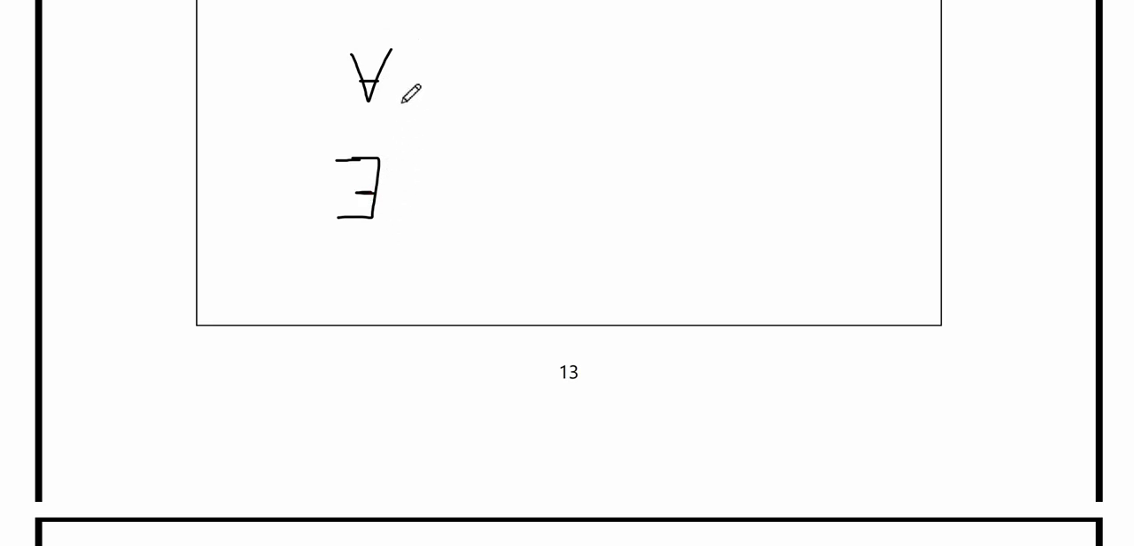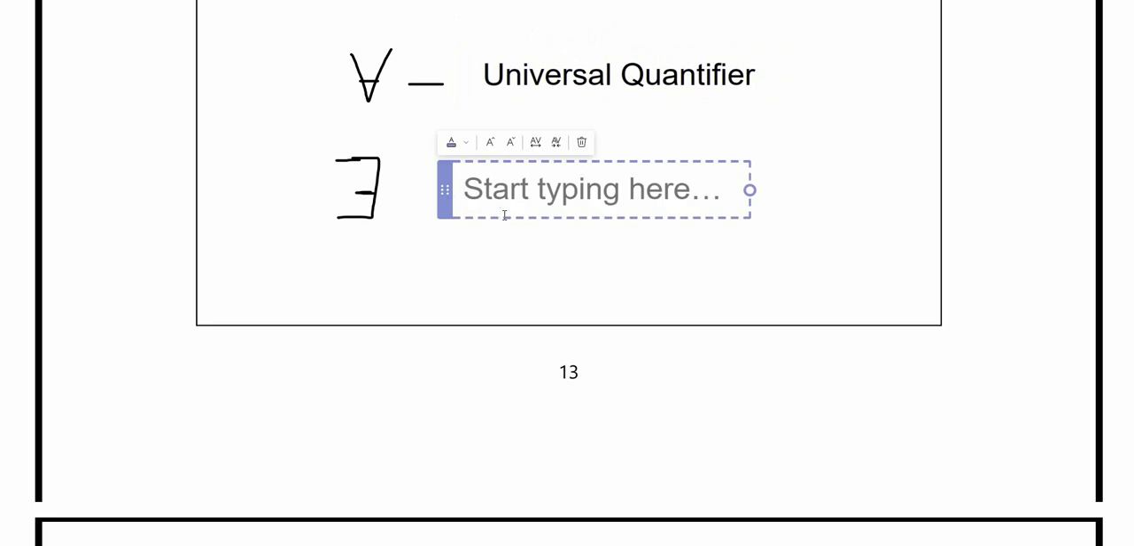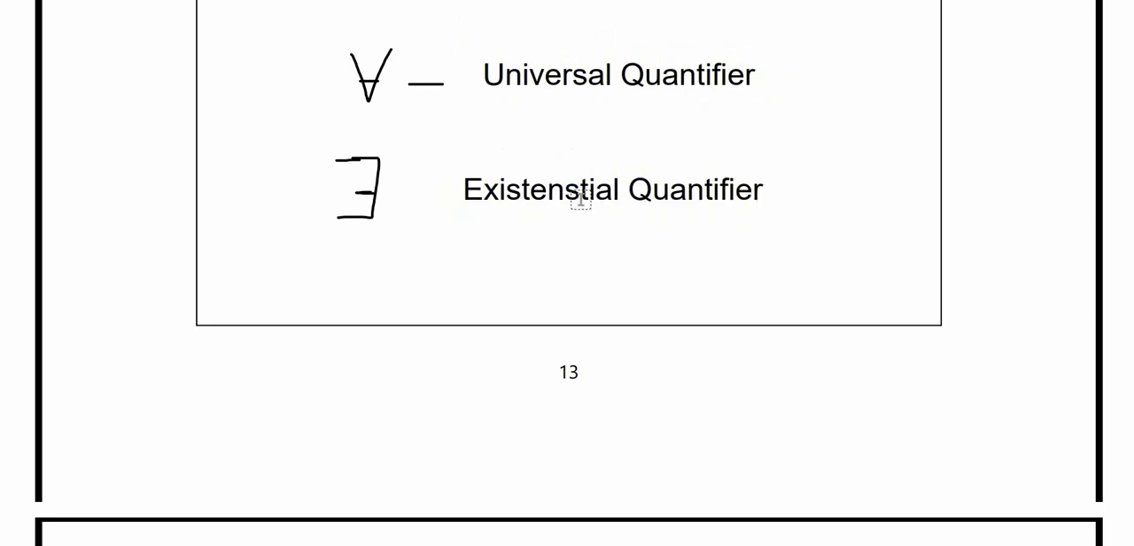Alright, so this is known as the universal quantifier, and this is known as the existential quantifier. Existential. Okay, universal quantifier and existential quantifier.